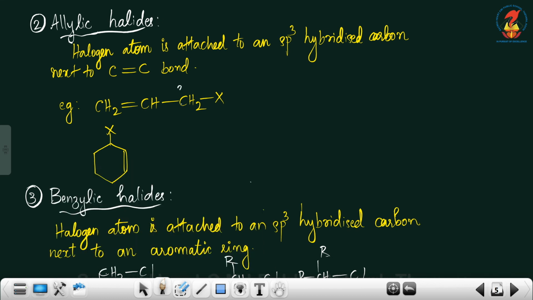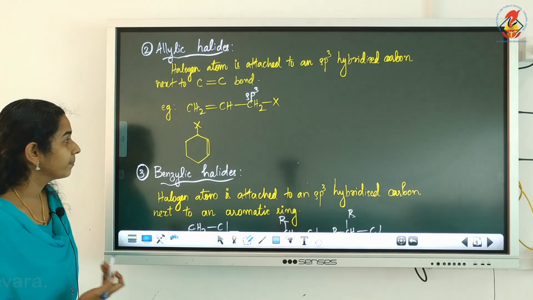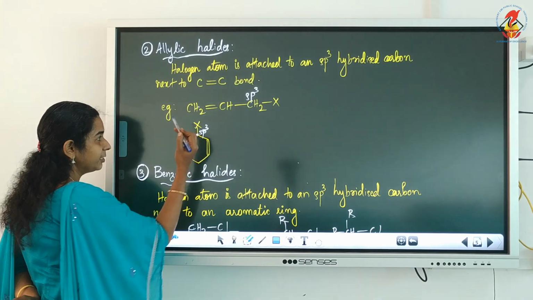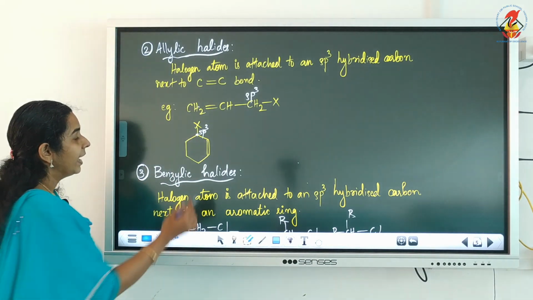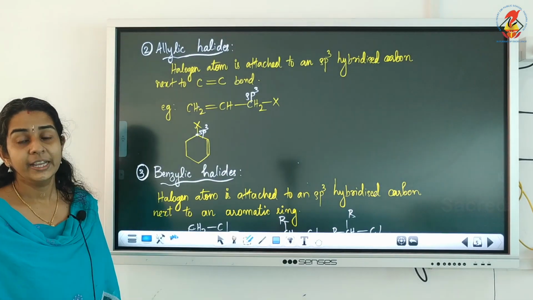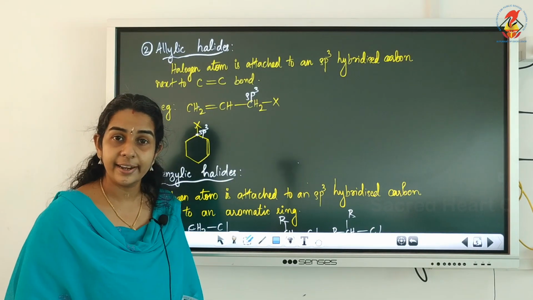Here the X is attached to an sp3 hybridized carbon because surrounding it there are no pi bonds present. Now adjacent to that there is a carbon-carbon double bond, so that is an allylic halide. So here also X is attached to an sp3 hybridized carbon, and on the adjacent position there is a carbon-carbon double bond. Such halides are known as allylic halides.